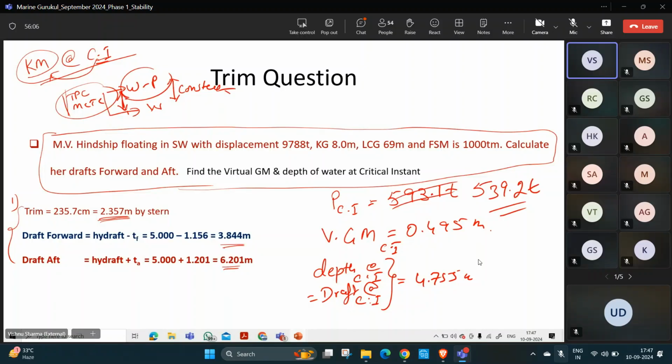Please calculate: is the virtual GM 0.495 and the draft or depth at the critical instant 4.755 meters? Yes or no? Please calculate. Anybody who has no clue how to go ahead, or anybody struggling with trim, please let me know. I have the solution. I don't want to unnecessarily spoon feed you on basics, beta, unless you need it.